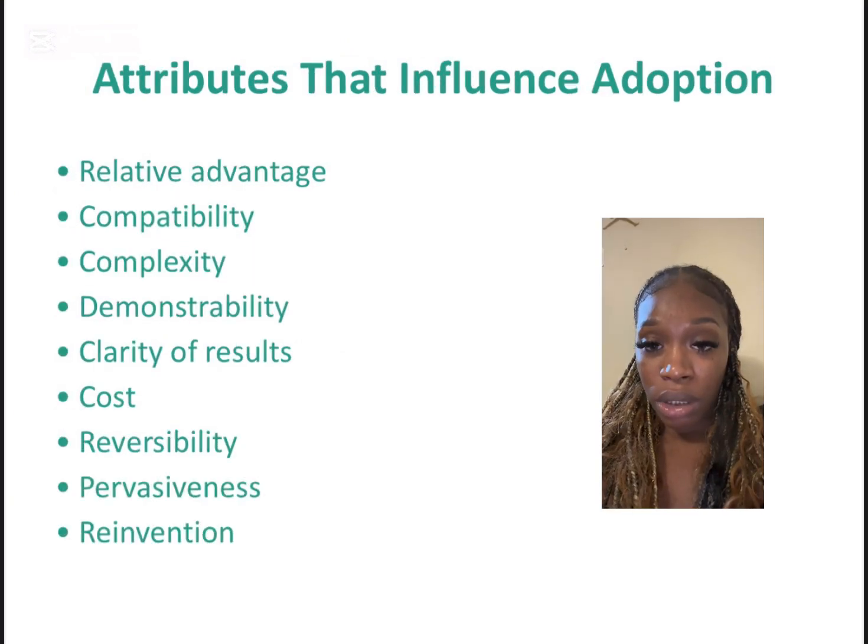Attributes that influence adoption. These are factors that influence whether people will adopt something new. If it seems better than what they are doing now, aligns with values, and isn't too complicated, it's more likely to be adopted. Being able to test it out and see clear results also helps. Cost and the ability to reverse the decision matter too. And sometimes people like to tweak or personalize things.